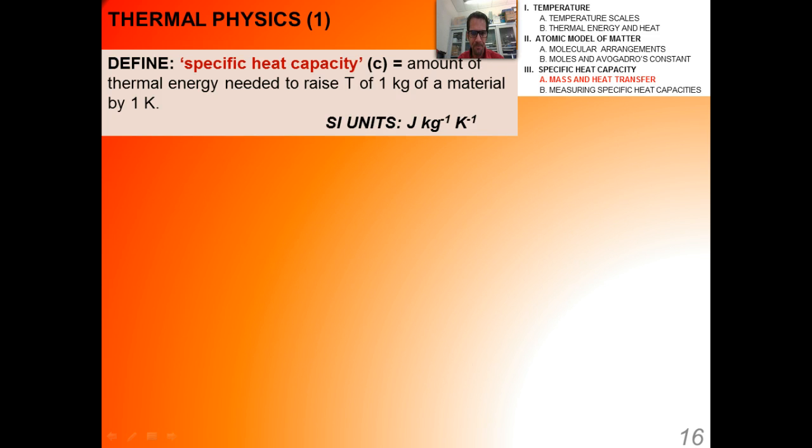It's defined as the amount of thermal energy needed to raise the temperature of 1 kilogram of a material by 1 Kelvin, or 1 degree Celsius, because the intervals are the same. The SI units of specific heat capacity are therefore joules per kilogram per Kelvin. So if this is the case, then it must mean that c equals Q over m times delta T, because it's the amount of thermal energy needed to raise the temperature of 1 kilogram of a material by 1 Kelvin. So the units work out: joule, kilogram, Kelvin. If I rearrange this, I get Q equals m c delta T, and this is the form of the equation that we more often use.